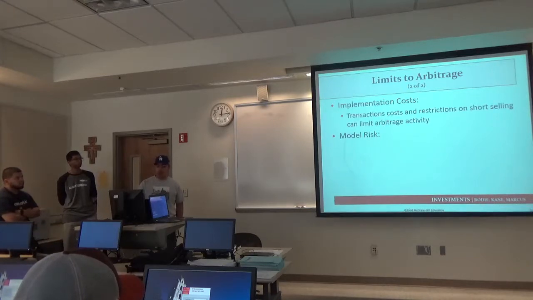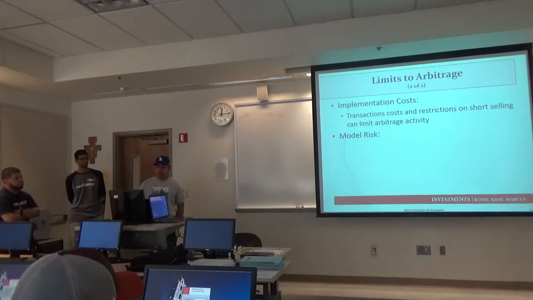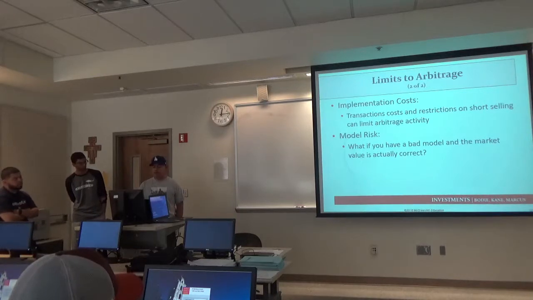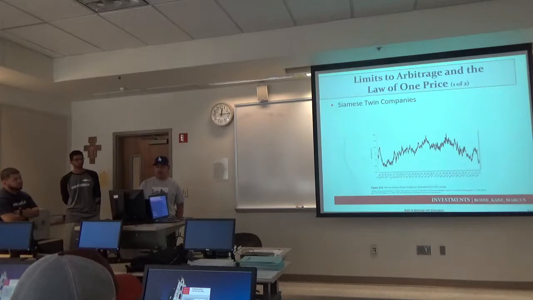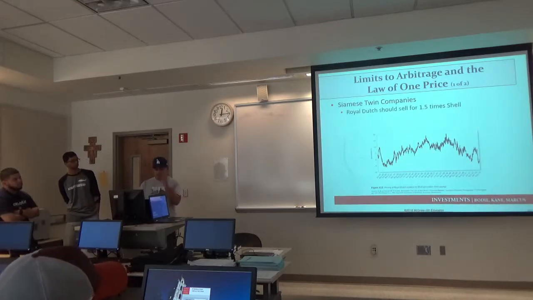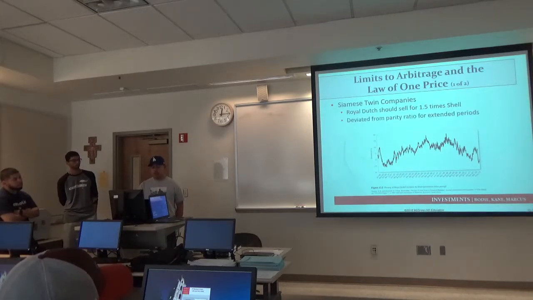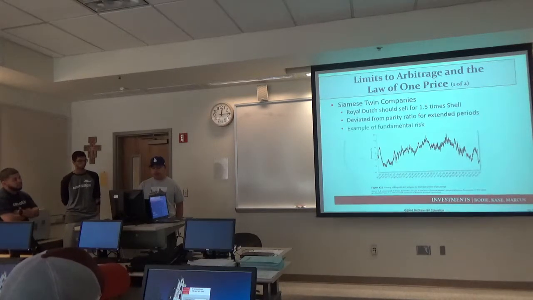The second part of this is implementation costs: the transaction costs, and restrictions on short selling that can limit the arbitrage activity. Also the model risk: what if you have a bad model and the market value is actually correct? Right here it gives you a graph of the Siamese twin companies. Royal Dutch should sell for 1.5 times the Shell price, and it also deviated from the parity ratio for extended periods.